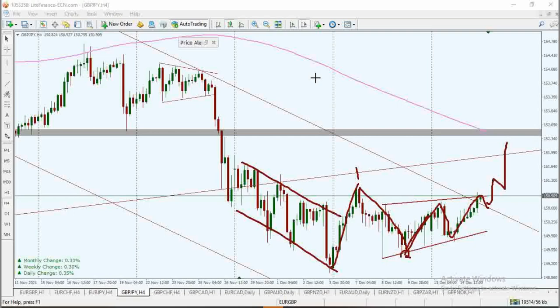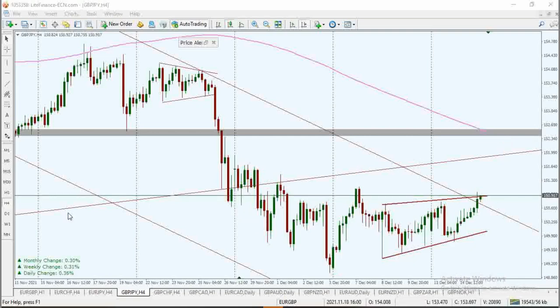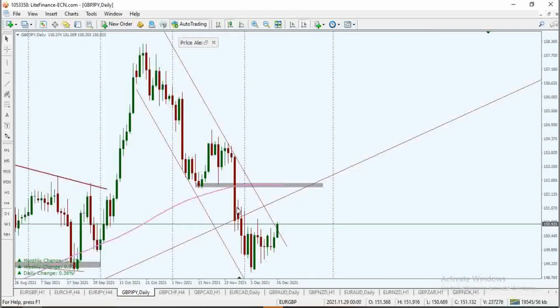All right, so we're looking at this one to the upside, and once price breaks this point here, this is going to be our very first point of concern. Once price breaks to the upside here, this is going to be our very first point of concern.